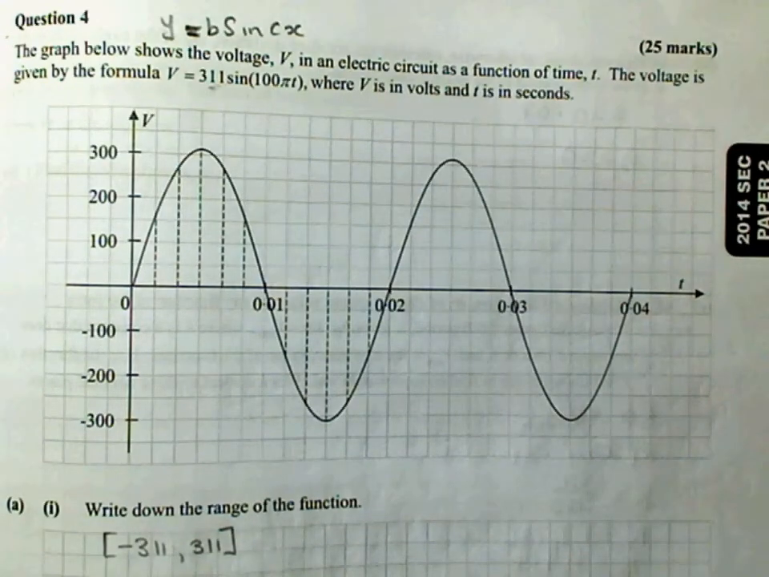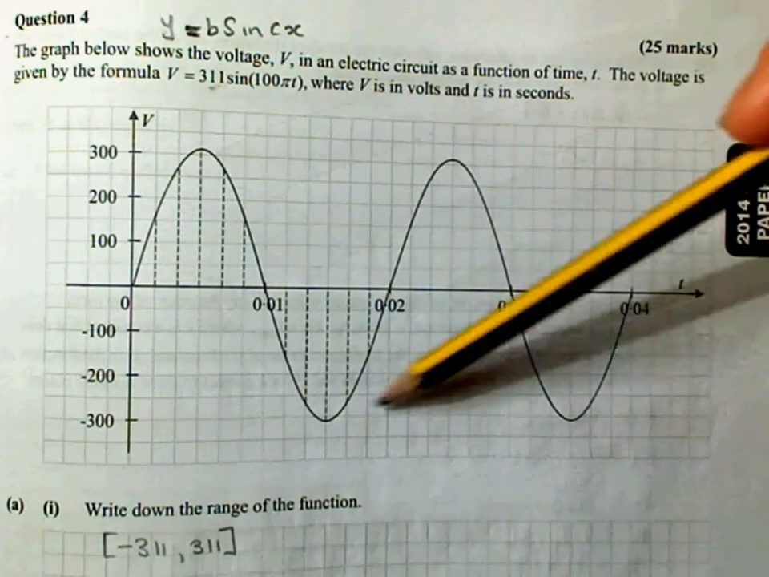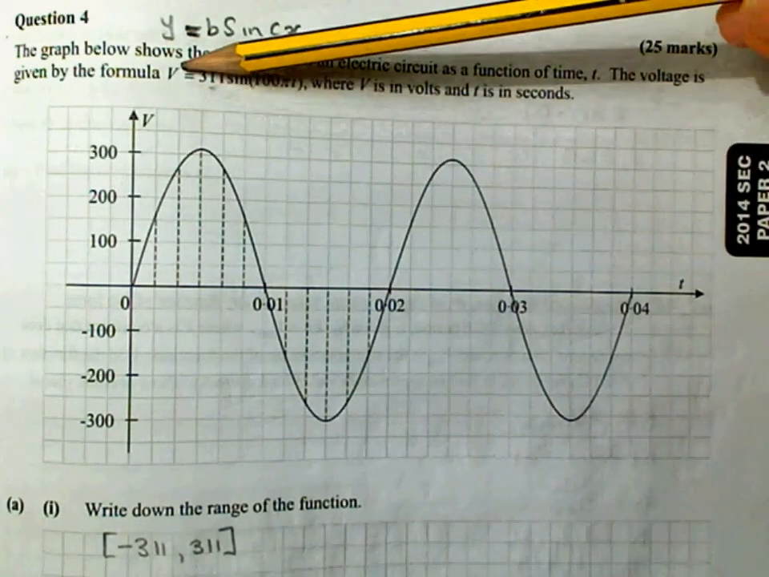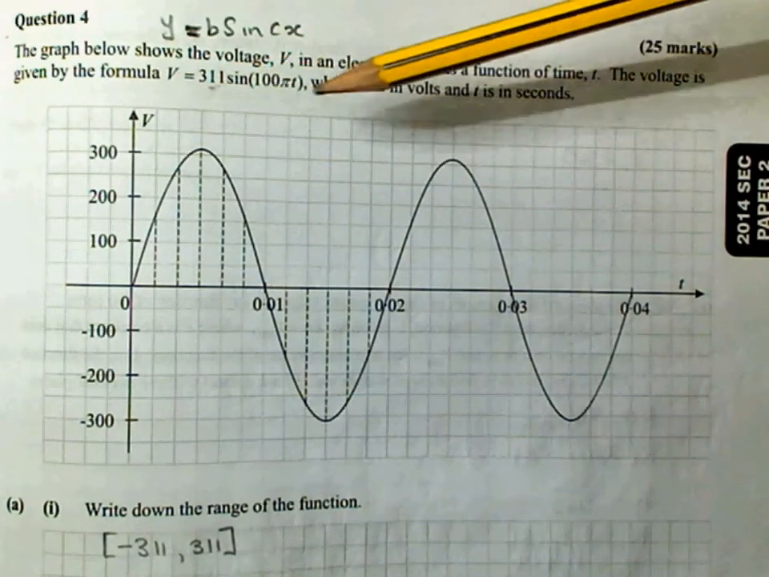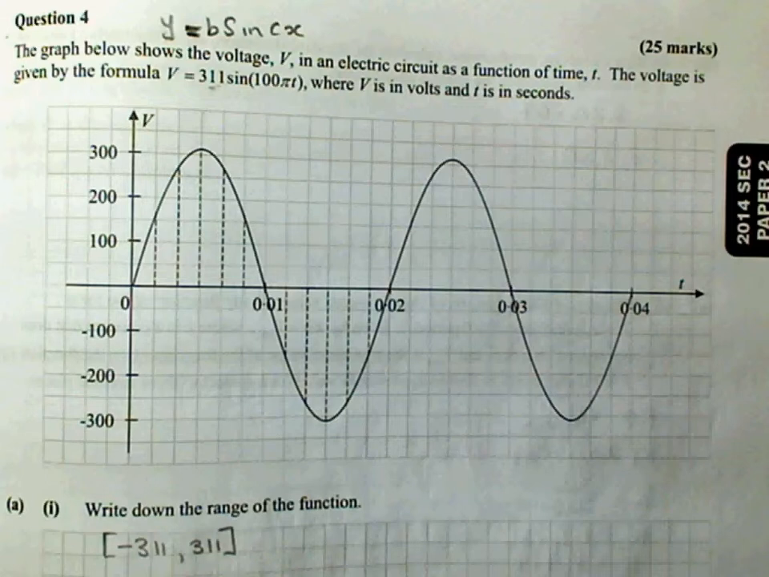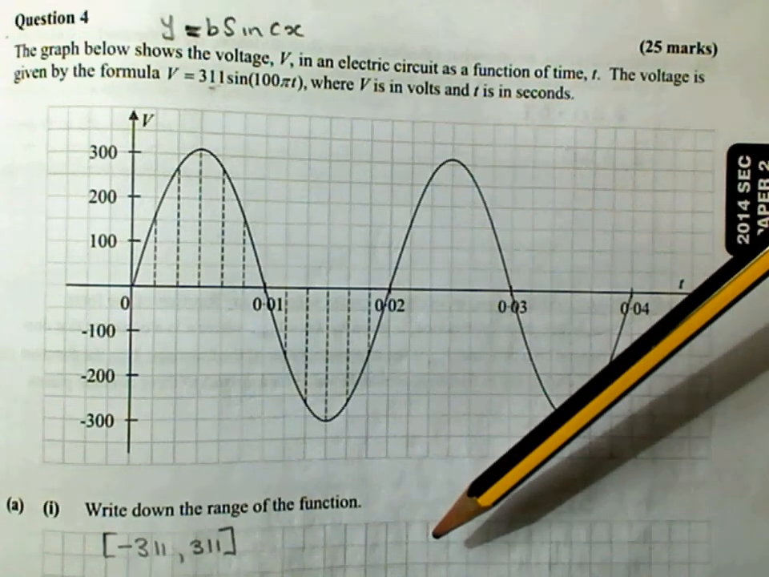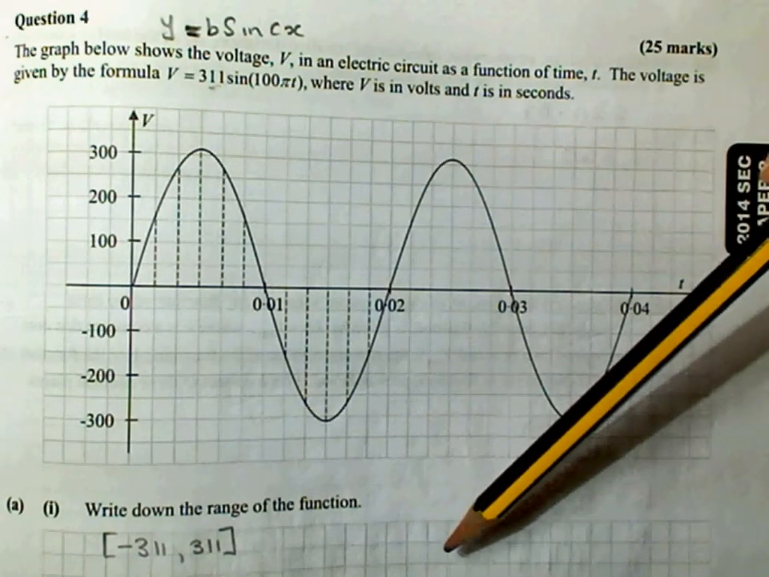2014, paper 2, question 4. So you're given a periodic function, and it's the graph of voltage versus time, and the function is v equals 311 sine 100 pi t. And the first part of the question is asking you, in part A, write down the range of the function.